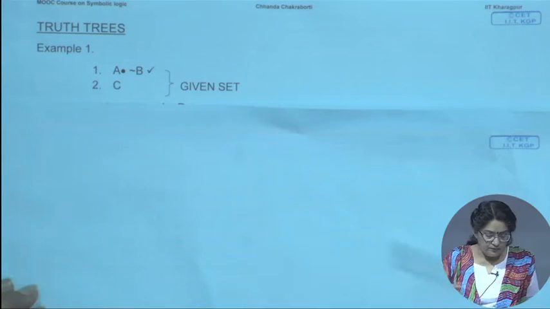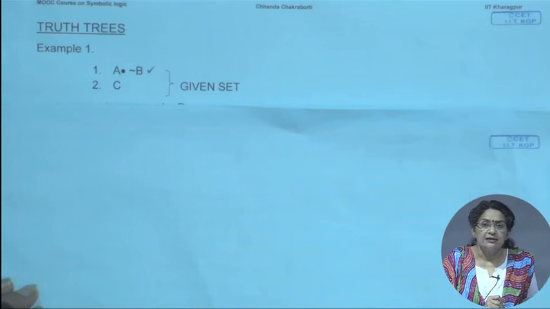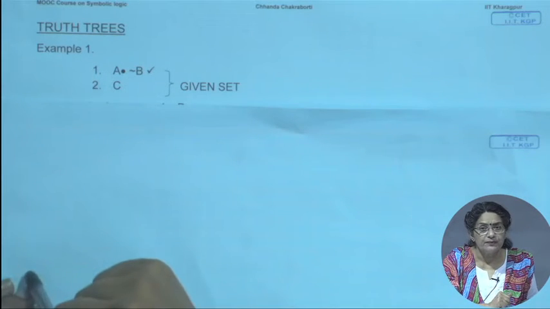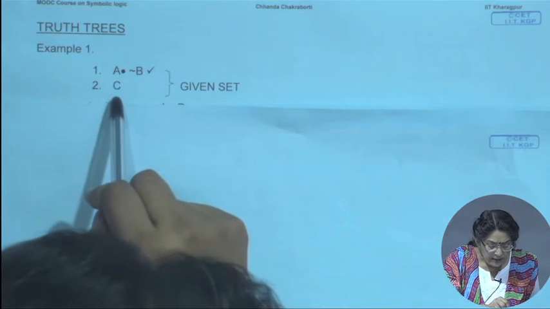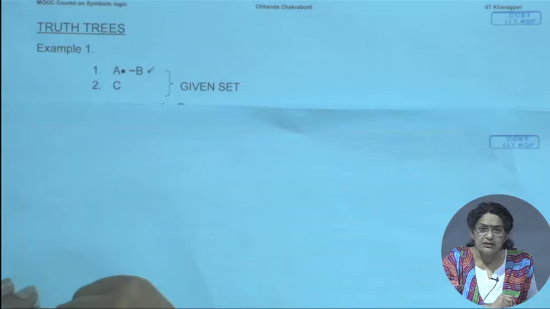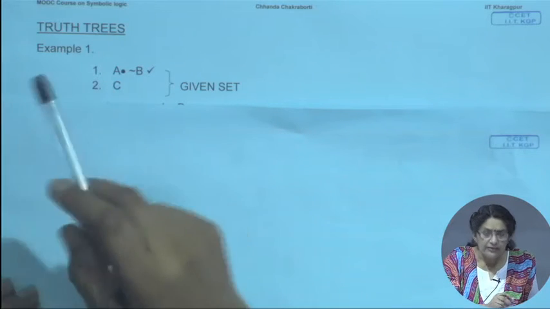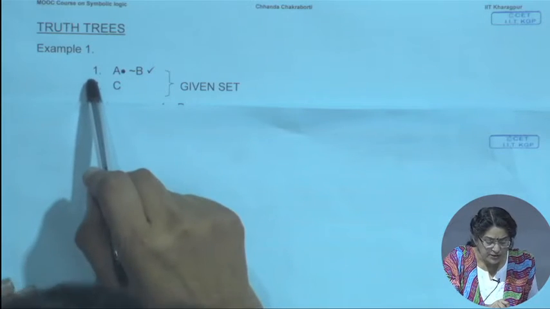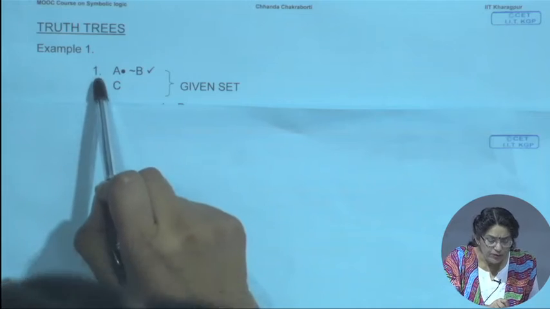So here is an example of a truth tree. There are two members in the root, A dot not B, and there is C, and this is your given set, and you are asked to do the tree of this. So what you do, remember the starting point is always the root, and you take a good look at the root. Can you do any branching on C? The answer is no. Why not? Because it's a literal by itself. There is nothing to decompose here. So your obvious choice for decomposition in the root will go into 1.